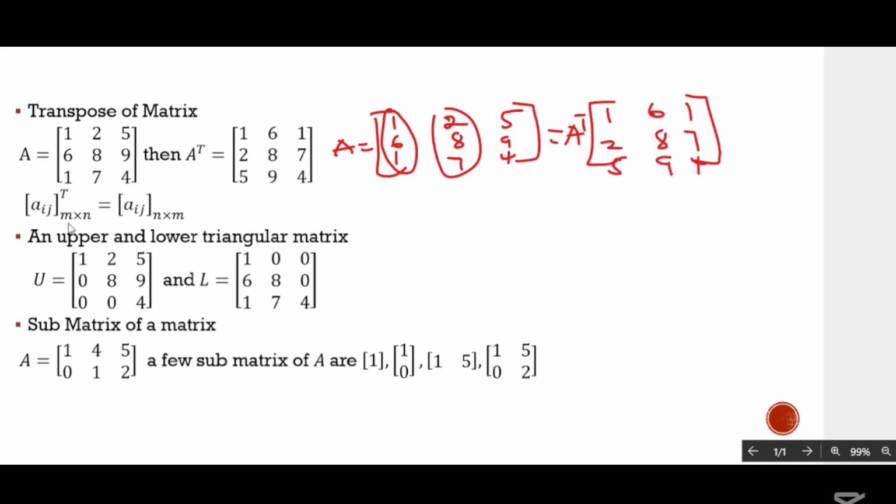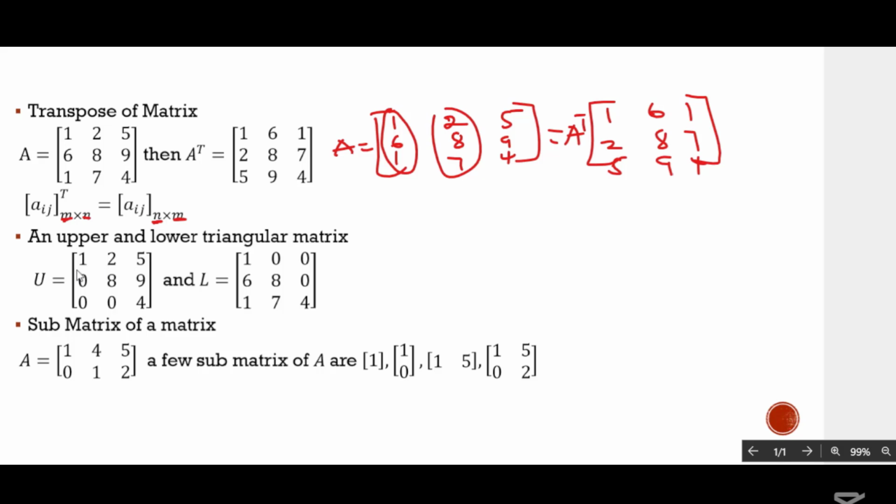Great. Now when you do that, you see that the order, which is m by n, will interchange positions already. So it will become n by m. And that is what we are trying to see here.